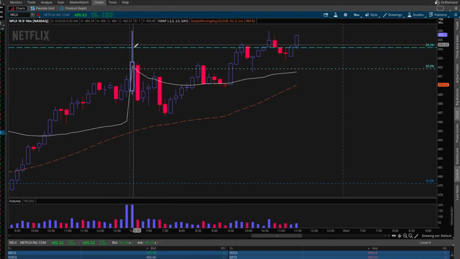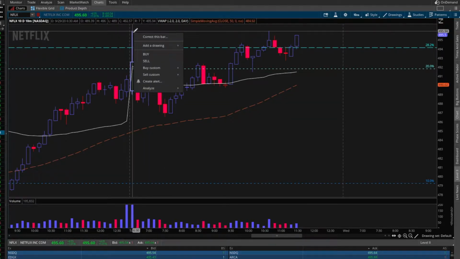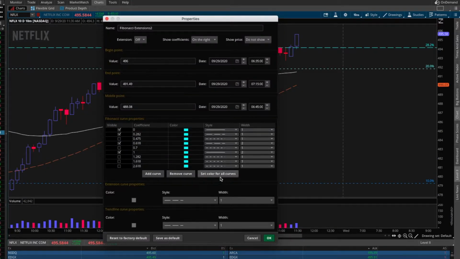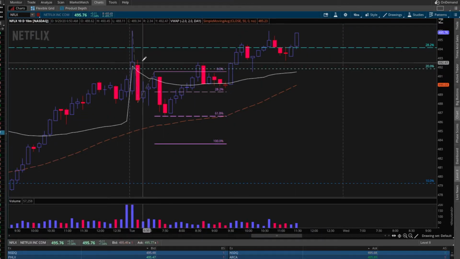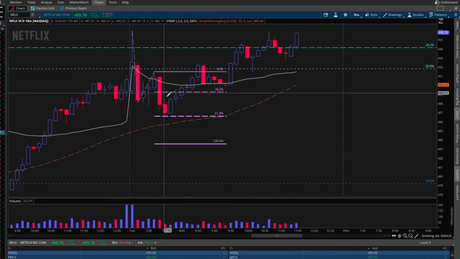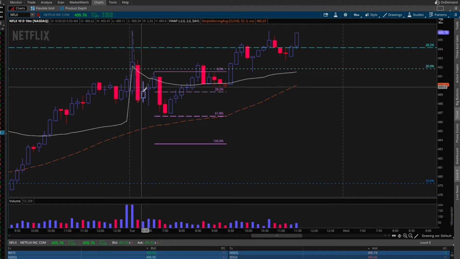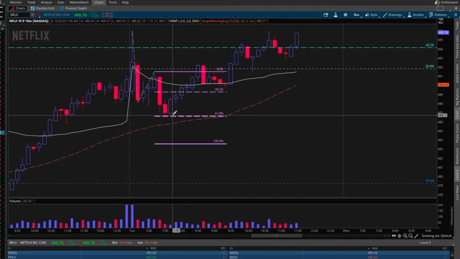So Netflix had this big downward swing from this high to this low. So I'm just going to measure that with a Fibonacci extension and then project it off of the next high. Now when I do that, you can see that this downward swing is only coming to 61.8% of its previous downward swing. So this means our downward swings are getting smaller and selling pressure may be losing momentum.